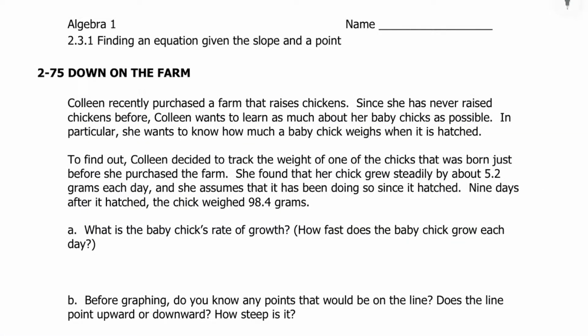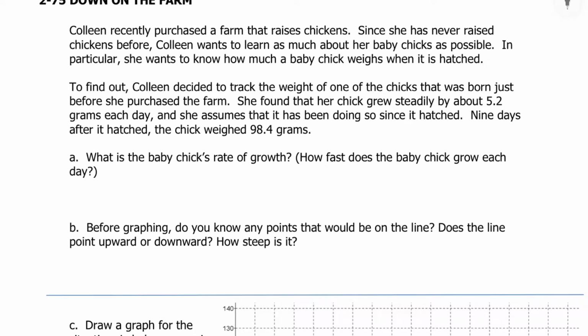Okay, so we are on lesson 2.3.1, finding equation given the slope and a point. So you're just going to follow along and fill in the information as you go. So 275 says down on the farm.